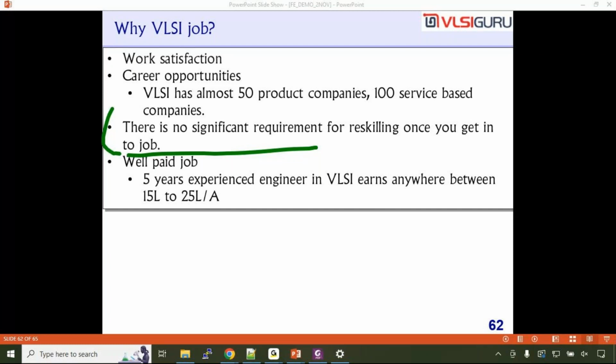I started my career in 2005. Around 2007, I learned SystemVerilog. In 2009, I learned UVM, which is when UVM came around. Whatever skill set I have, I don't have to redo everything because the chip manufacturing flow doesn't change.